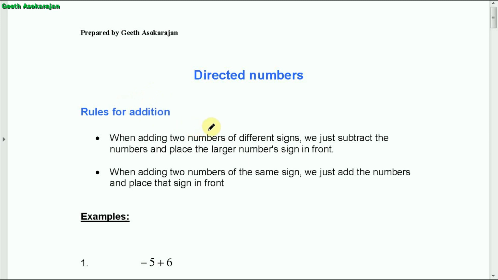When adding two numbers of different signs, we just subtract the numbers and place the larger number's sign in front. So this is very important. Let me pick up my highlighter. Whenever you add two numbers of different signs, remember the idea: we just subtract the numbers and put the larger number's sign in front of the answer.